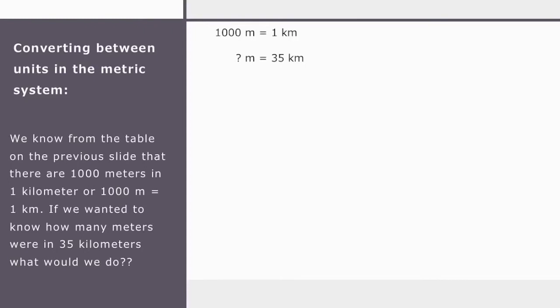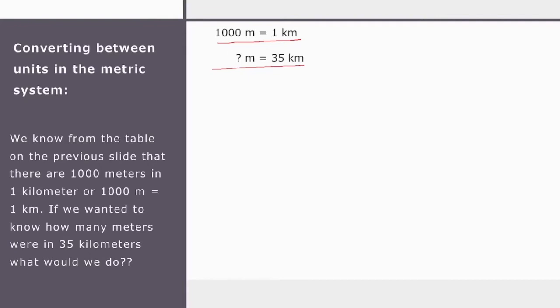So, for example, let's go ahead and take a look at this problem. We know from the table on the previous slide that there are 1,000 meters in a kilometer. And if we wanted to know how many meters were in 35 kilometers, what would we do? So here's the information I have right here. I have 1,000 meters equals 1 kilometer. How many meters are going to be equal to 35 kilometers?